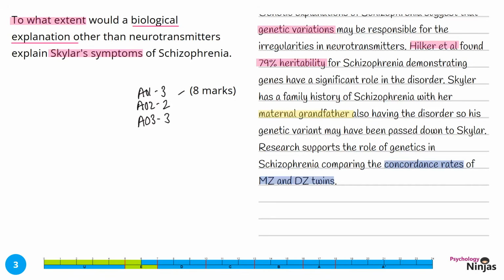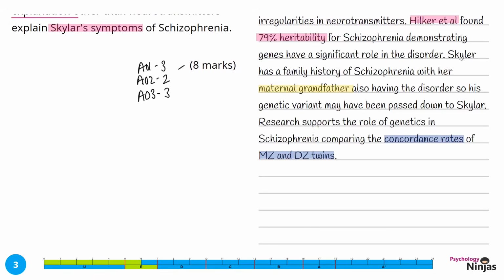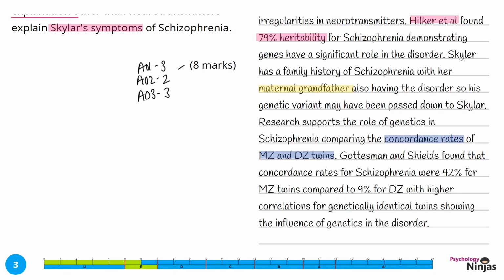Concordance rates are the percentage of times that twin A and twin B have the same clinical diagnosis. We're then going to explain specific research findings. Gottesman and Shields found that concordance rates for schizophrenia were 42% for MZ twins compared to 9% for DZ twins, with higher correlations for our genetically identical twins, showing the influence of genetics in the disorder. We've identified both specific research findings here, but the impact of them and why genetics is responsible for schizophrenia.